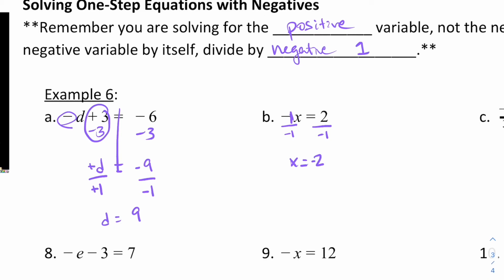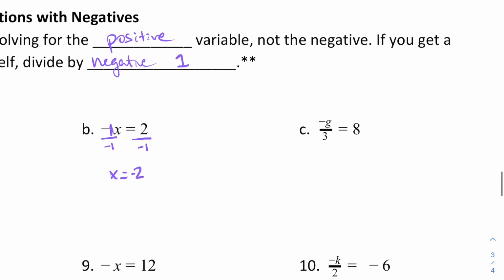Okay? Next example, I have -g over 3. Remember, a fraction means division, so I have to multiply times 3, times 3. I get -g is equal to +24. But I have to divide by -1, divide by -1. I get g is equal to -24.